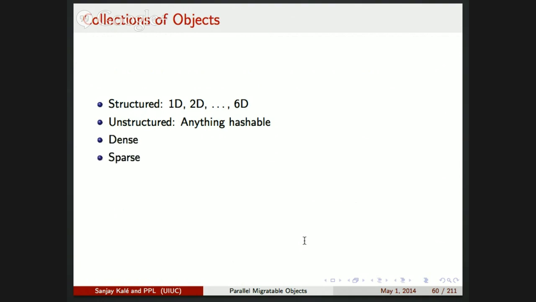And these collections can also be dense or sparse. So for example, in one of our molecular dynamics mini applications, we have a 6D collection of chars that do computation between pairs of cells. However, not every single entry in the 6D array actually has a char there, because we are only concerned about entries that correspond to pairs in the actual 3D array of cells.